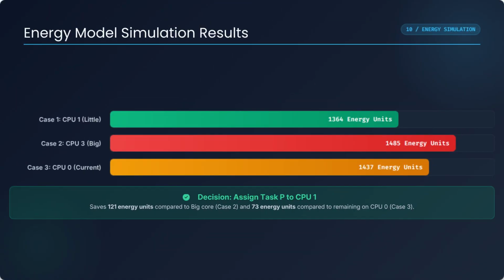EAS now runs the energy model against each option. CPU 1 costs an estimated 1,364 energy units. CPU 3 costs 1,485. Staying on CPU 0 costs 1,437. CPU 1 is clearly lowest by over 70 units either way, so EAS assigned task P there. Not because it's the little core and not because it's fastest, but because the energy model calculates the lowest total system energy for the placement.